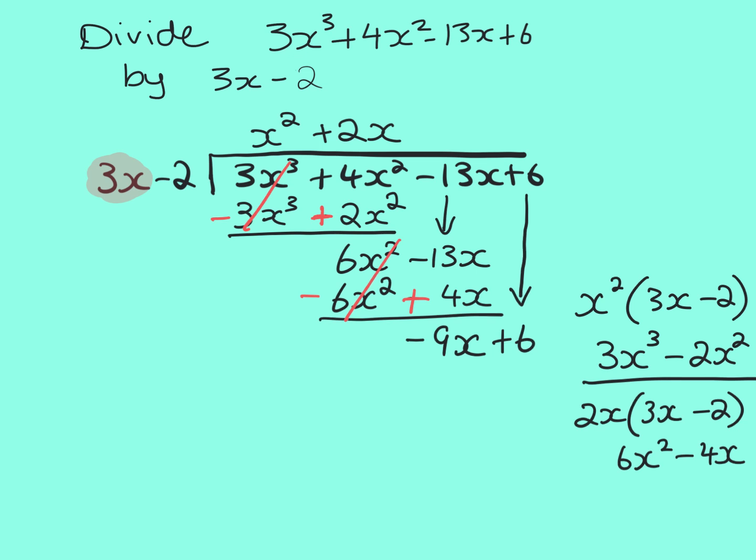For my last part, again, I'm going to repeat this process. So I have a 3x here. I want to know what I would multiply by 3x to get minus 9x. Let's start with coefficients first. So I would multiply 3 by minus 3 to get minus 9. And then obviously minus 3 by 3x gives me minus 9x.